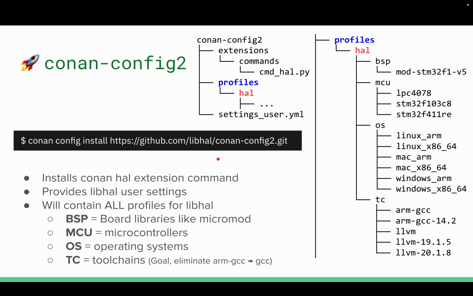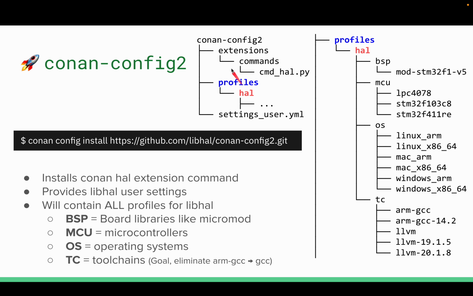All right, first, conan-config 2. This slide's a bit busy, but basically this repo has this structure. A couple of these things don't matter too much, like settings user.yaml. Here we can see the hal command. This particular repository has the hal command within it. It also has a bunch of profiles. It has all of the profiles that libhal will work with.